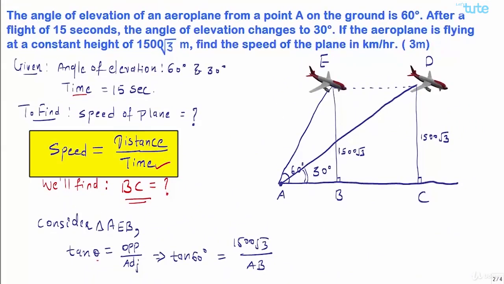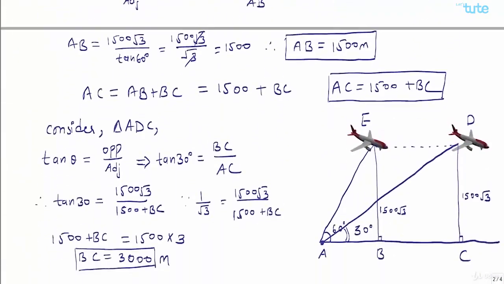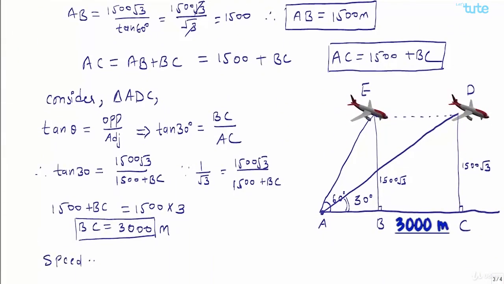After finding the distance, we can just simply put the time and distance and we can get the speed. So let's write down: the speed is equal to distance, which we have found out as 3000, and time, which is given as 15 seconds, that is equal to 200 meters per second.